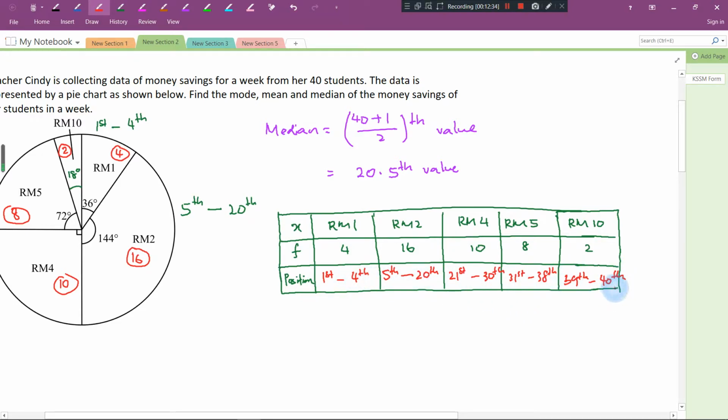Okay, since now we have the positions for each data, then we can determine the median easily. So the median, from this we know the position of the median, right? We take the 20th, which is RM2, plus the 21st, because it's 20.5 between 20th and 21st. Okay, then take RM4, divided by 2. Okay, so 3. So this is the way how we determine the median.